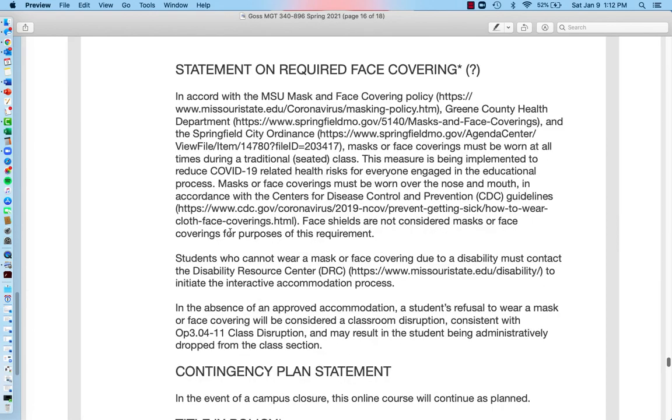A bigger mystery to me than anything that I have faced in the last few semesters is this statement on a required face covering. I don't know why we have to put this in the syllabus for an online class, but we do. So there it is.